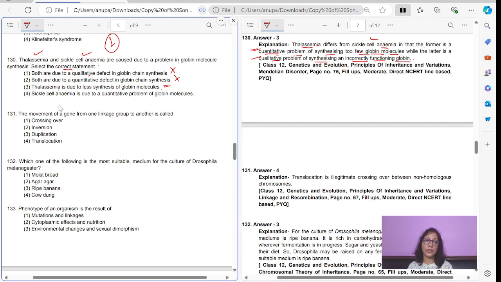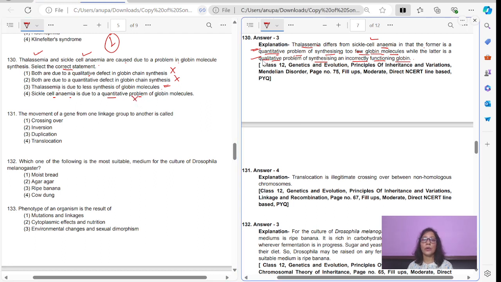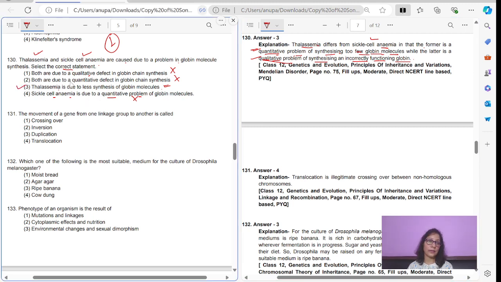And the fourth option is sickle cell anemia is due to quantitative problem. It is also wrong because sickle cell anemia is a qualitative problem. So the answer for this question will be option 3. Thalassemia is due to less synthesis of globin molecules.